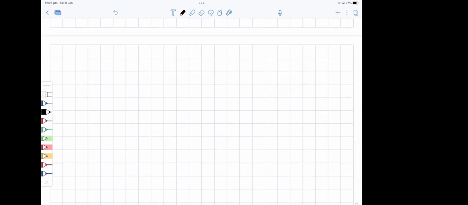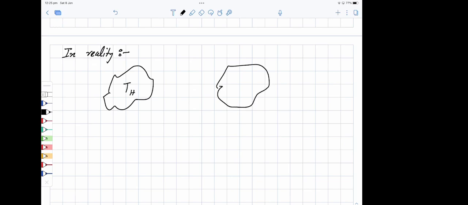Now think about reality. In reality, if you have high temperature here and low temperature there, heat flows from high temperature to low temperature. That means energy is flowing from high temperature to low temperature.